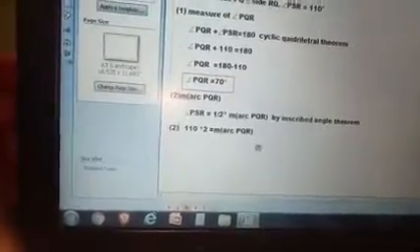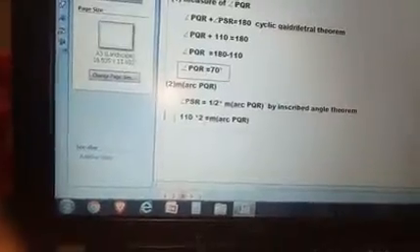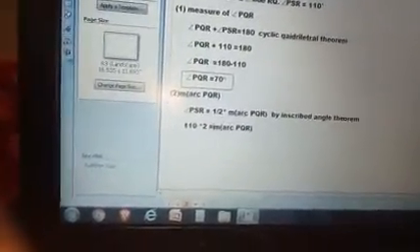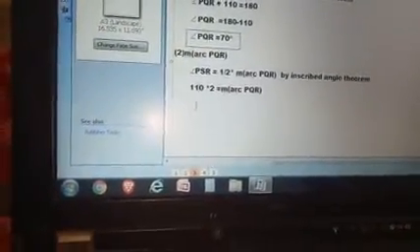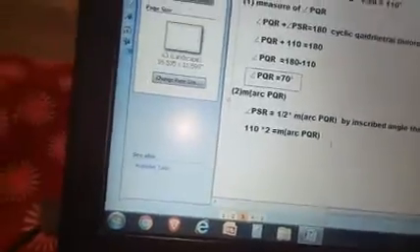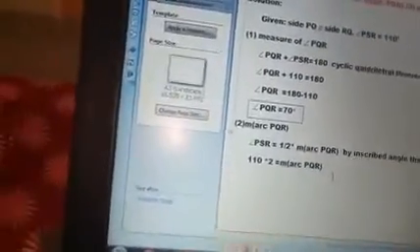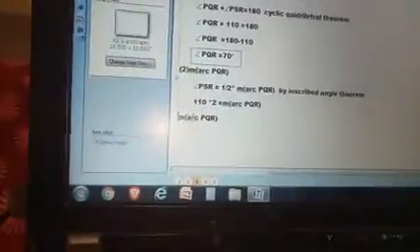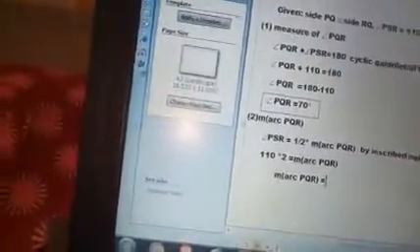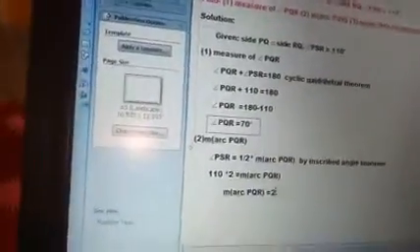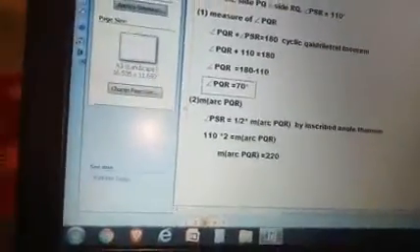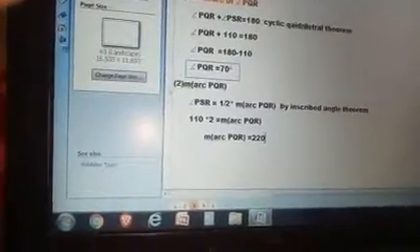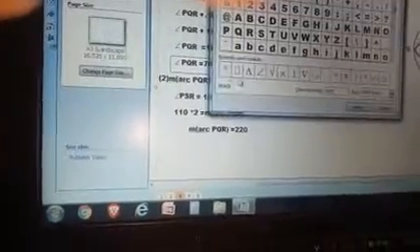So now the measure of arc PQR, then 110 into 2, how much is there? So the measure of arc PQR is equal to 2 into 110, 220. So the measuring arc of PQR becomes 220 degrees.